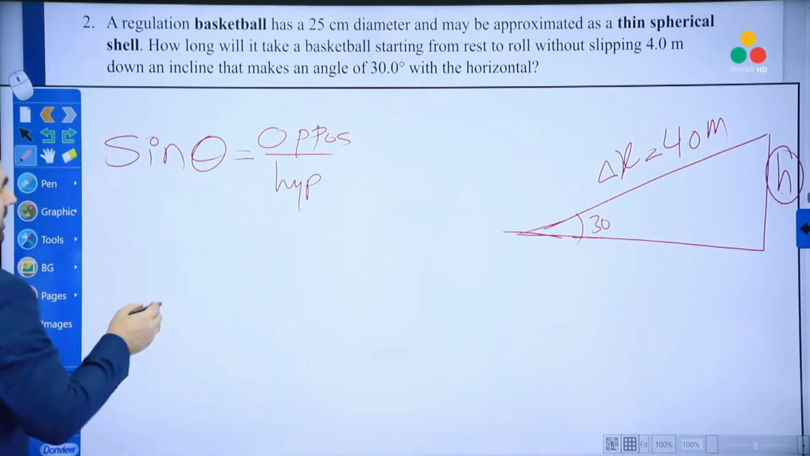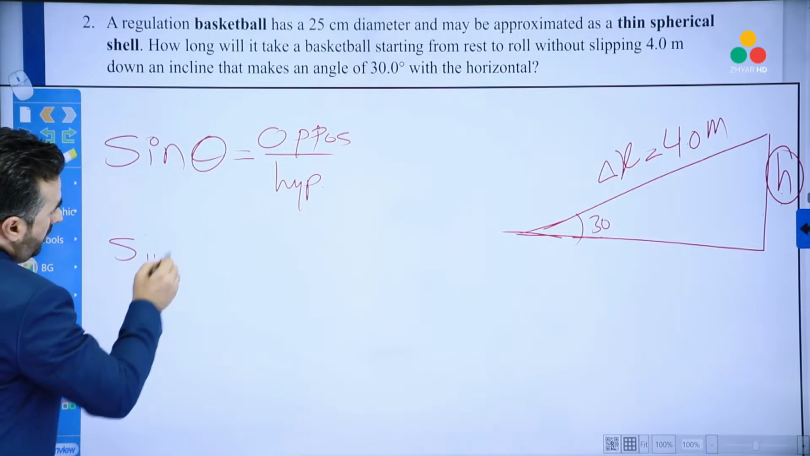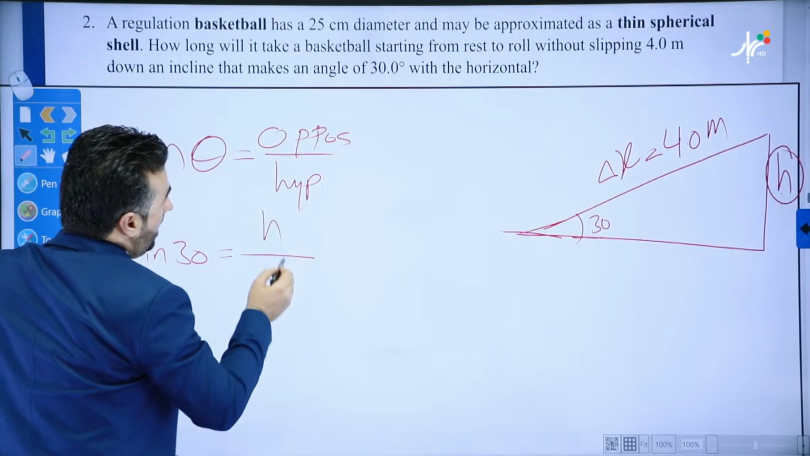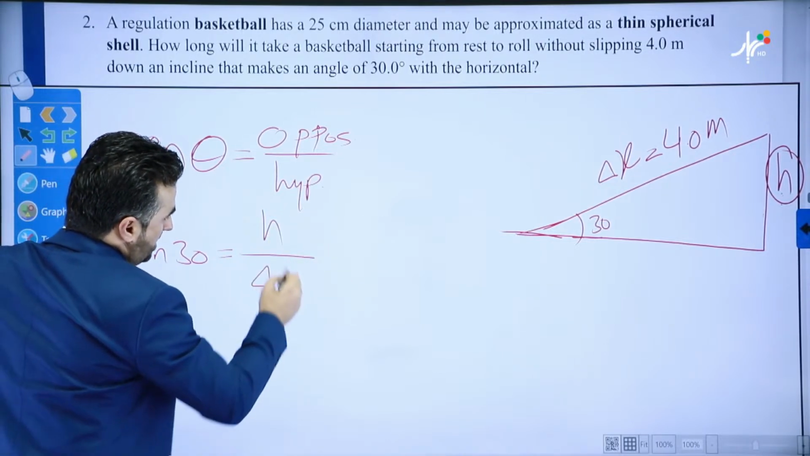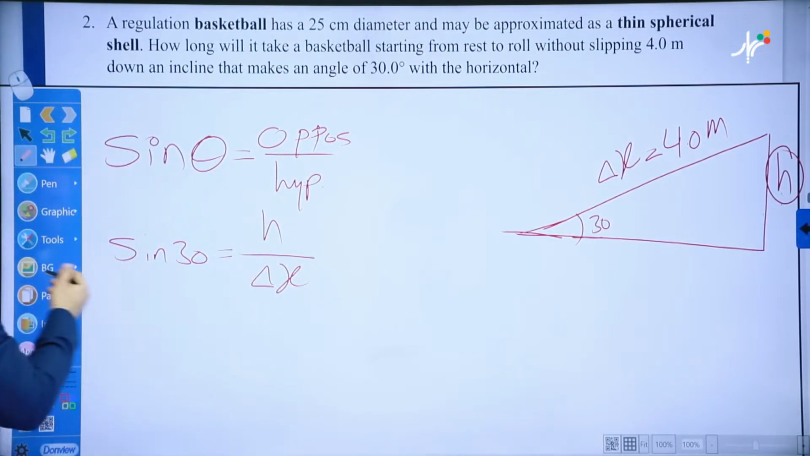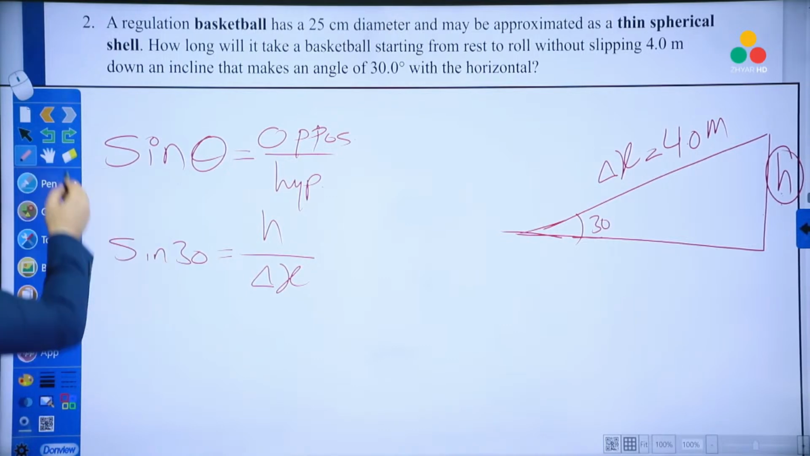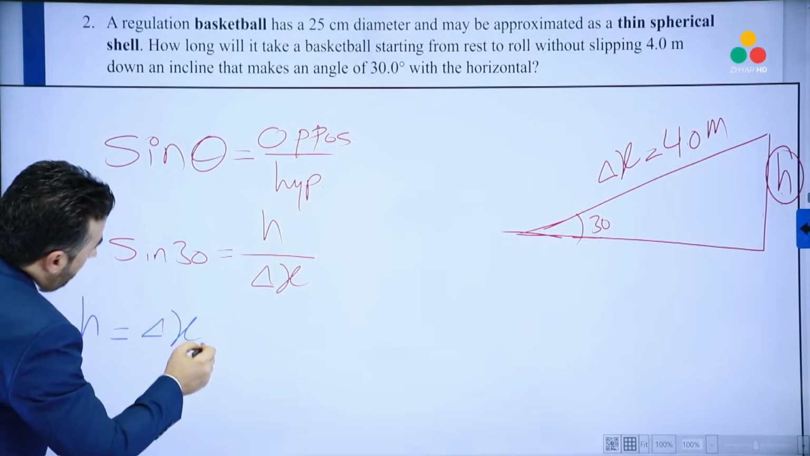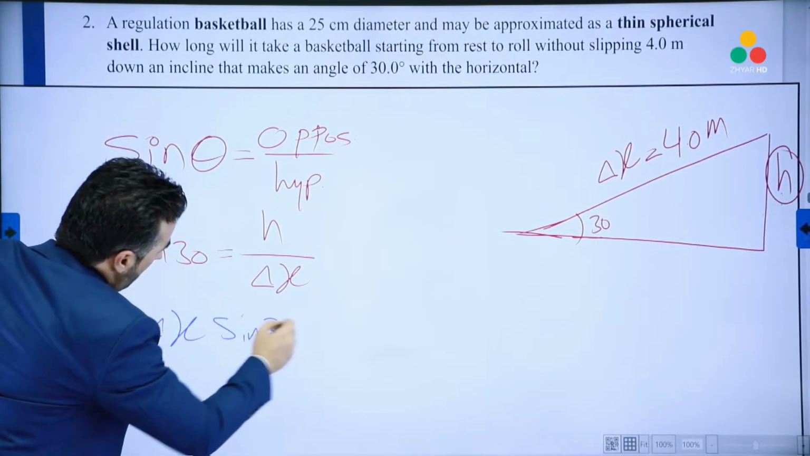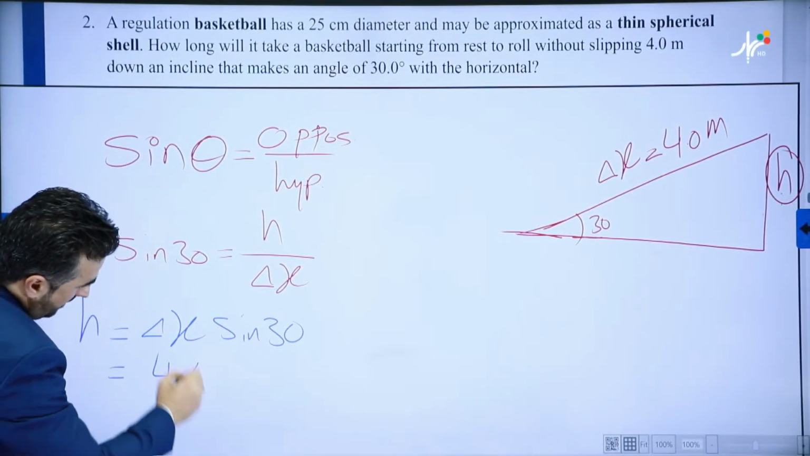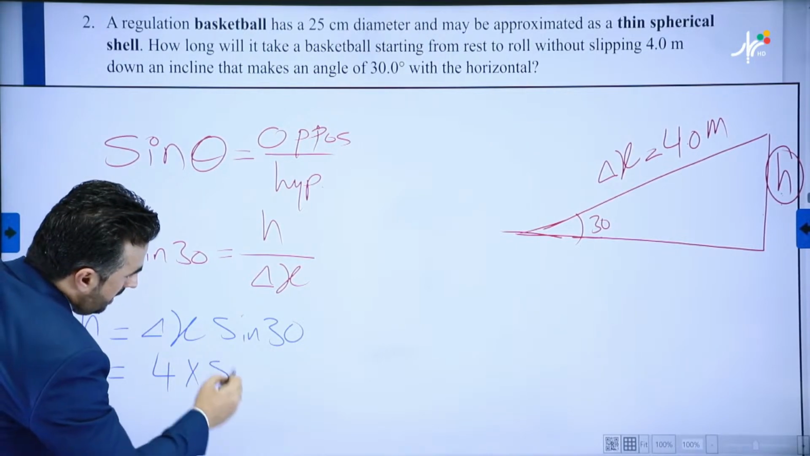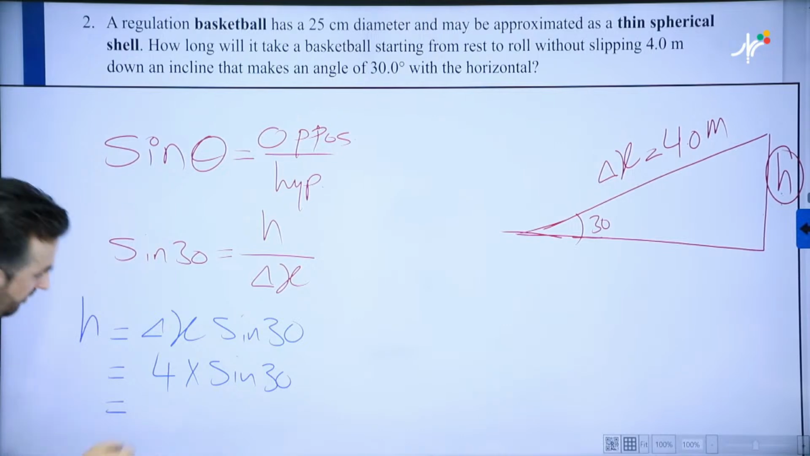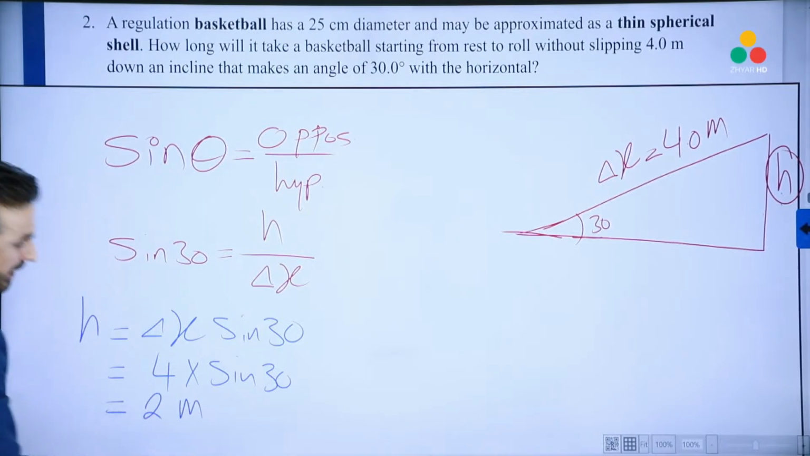All right, so now what do we have? We have sine 30 equals the opposite, which represents the height, and of course the hypotenuse represents delta x. So now how are you going to find the height? You can use cross multiplication, correct? So the height equals delta x times sine 30. What is delta x? It is 4 times sine 30, which is equal to half, or 0.5. So 4 times half is going to be 2 meters in height.